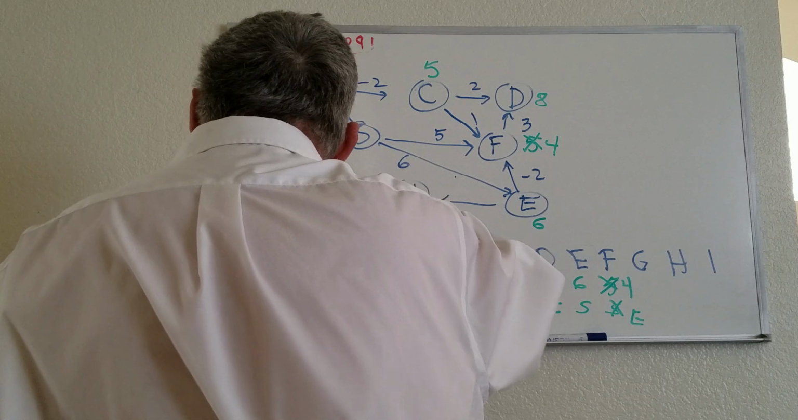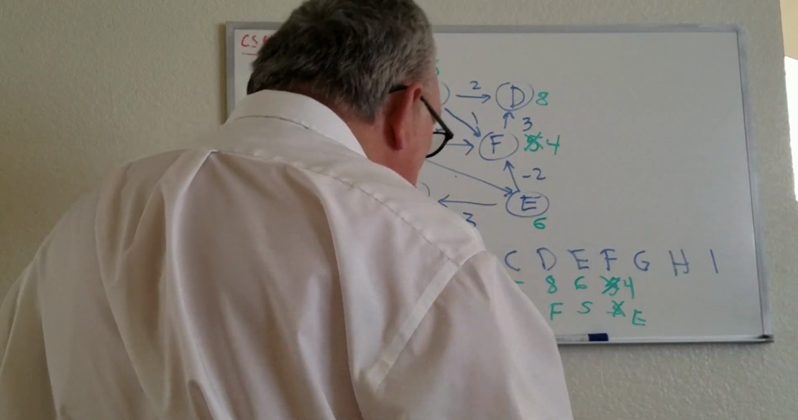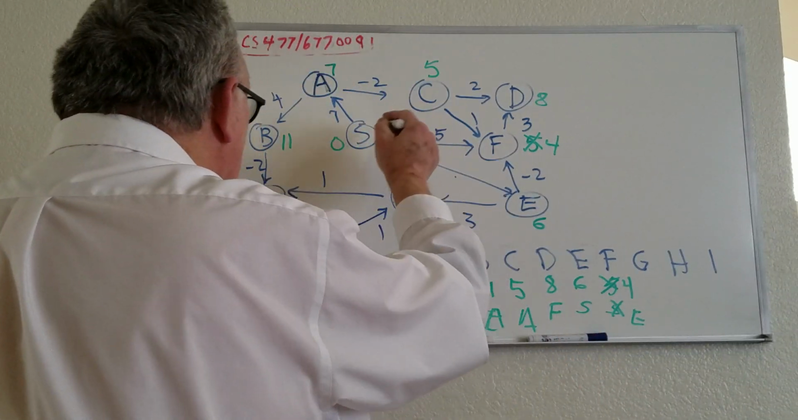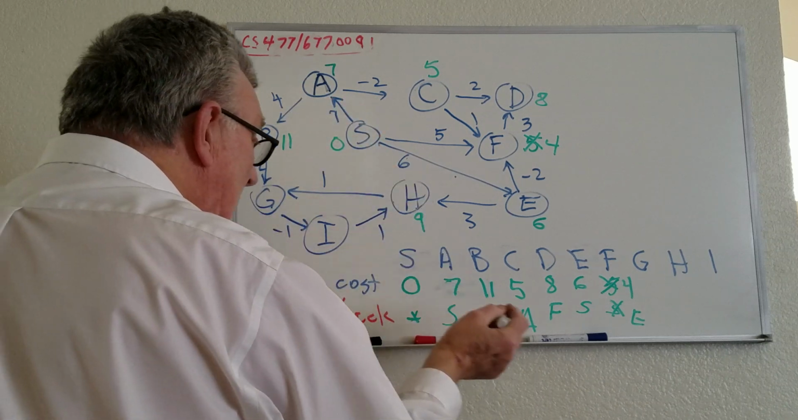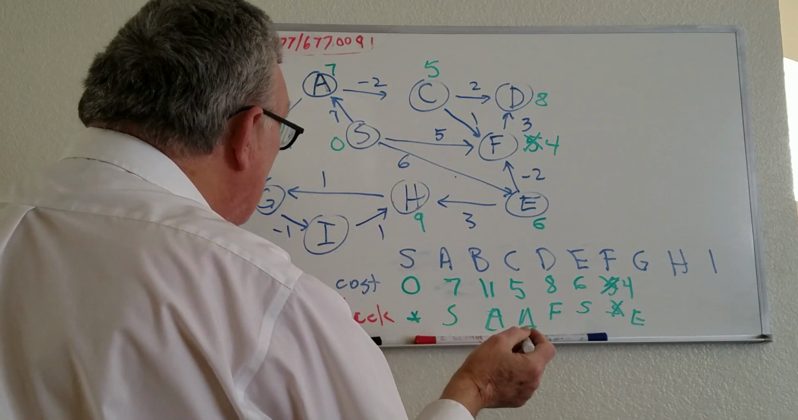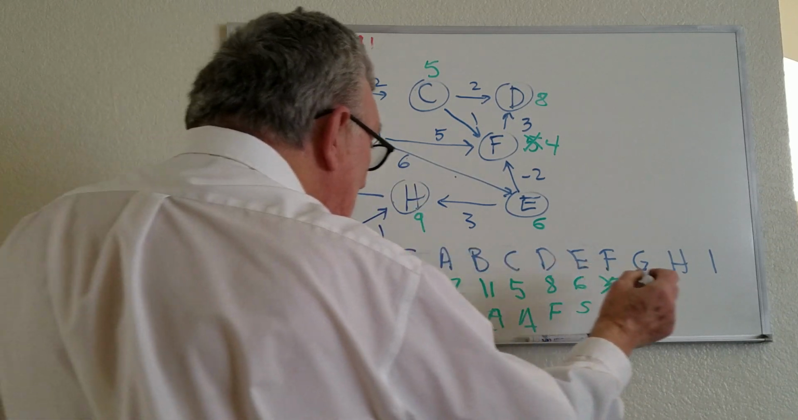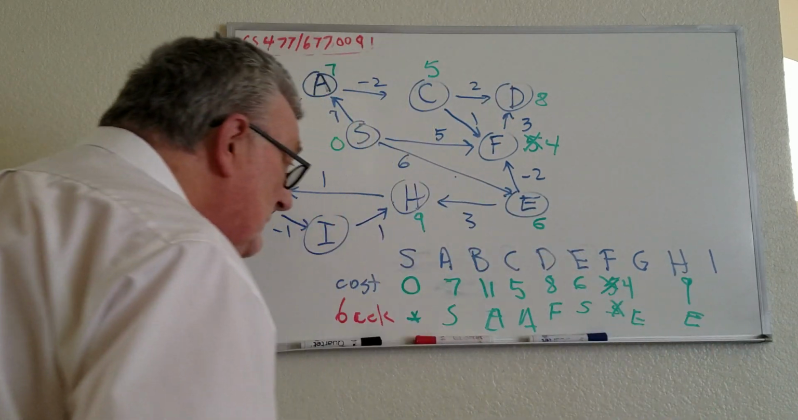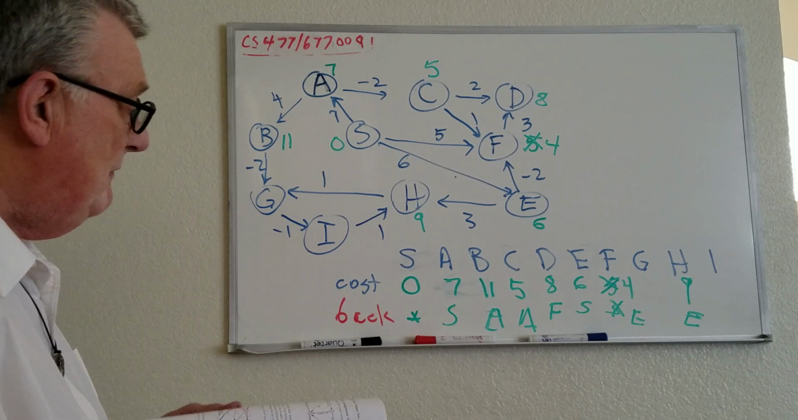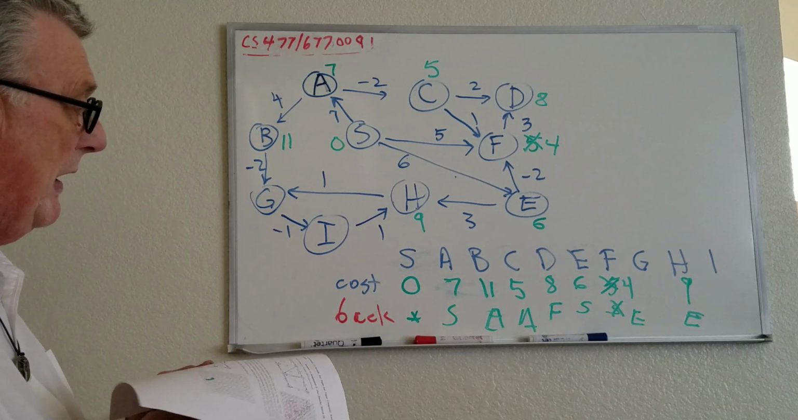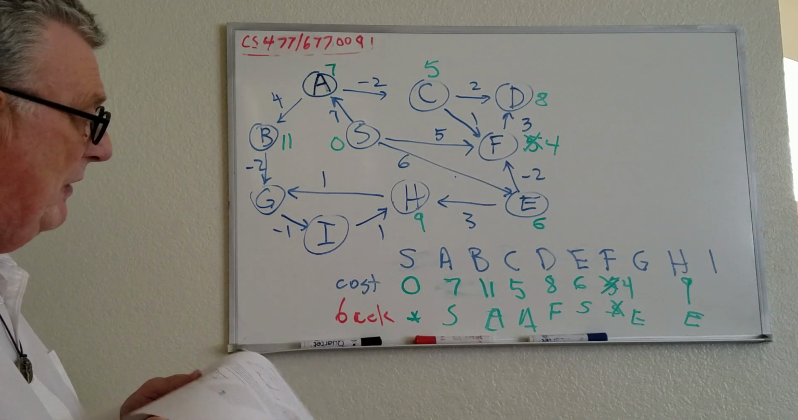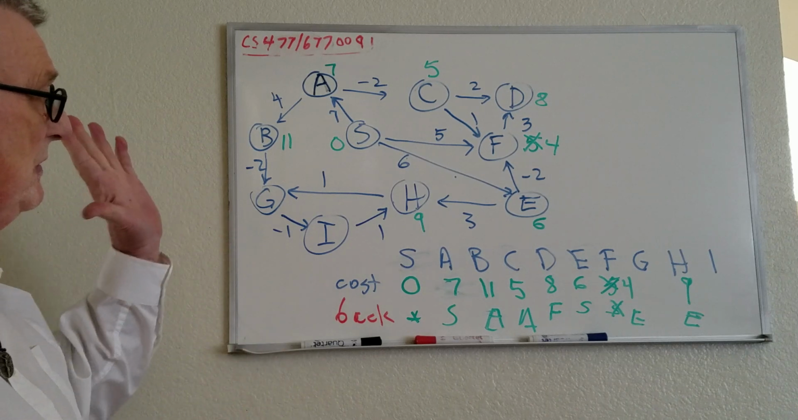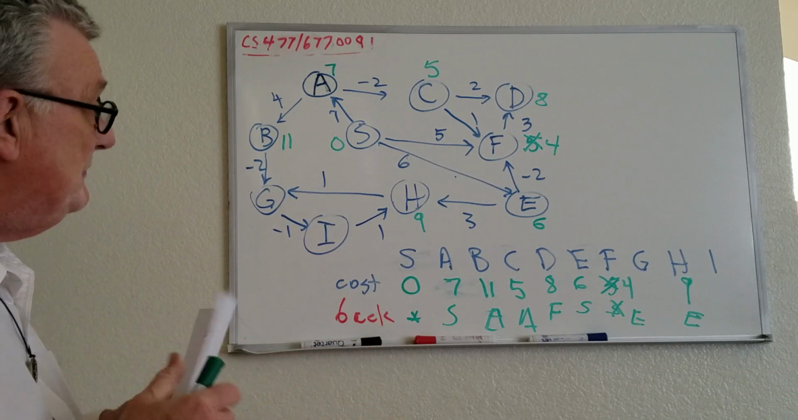I missed both. We haven't done G yet because we've only gone through 2 steps. But we did do H, and H has a value of 9 with a back pointer of E. And we still have not yet visited either G or I. All right, now we're going to go through all the edges again.